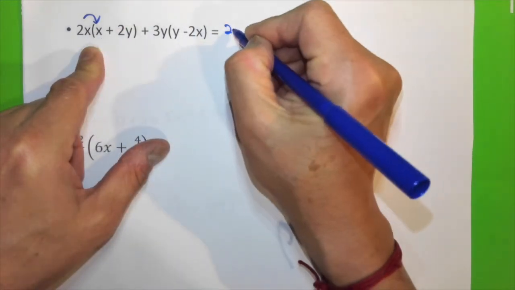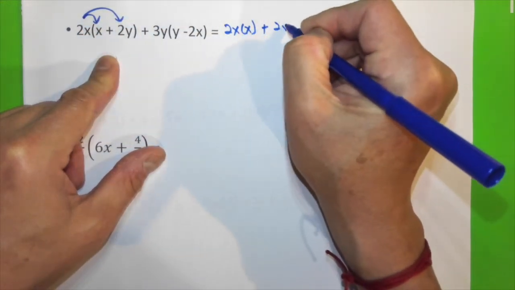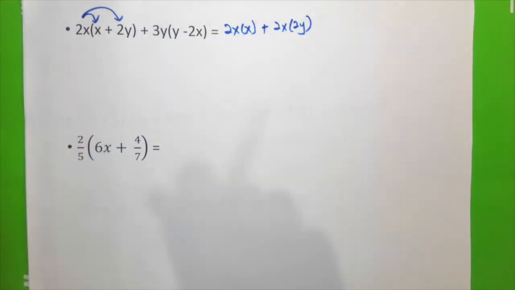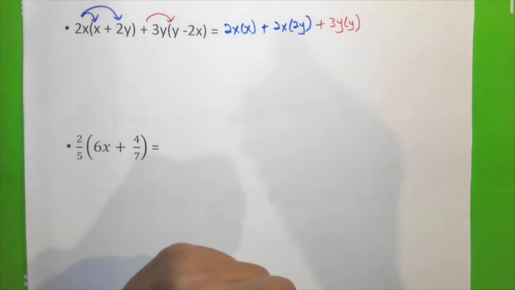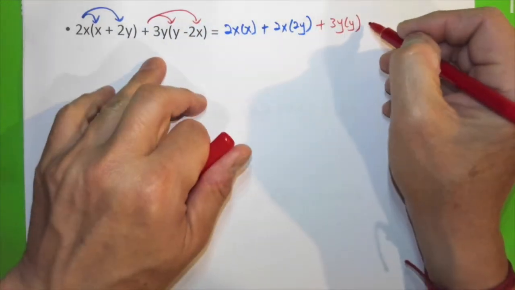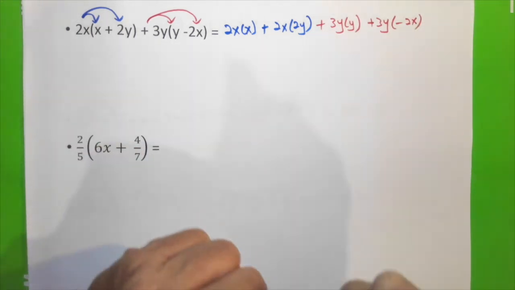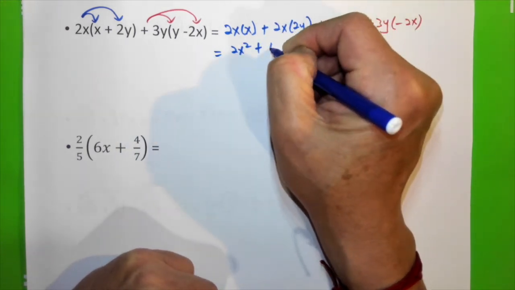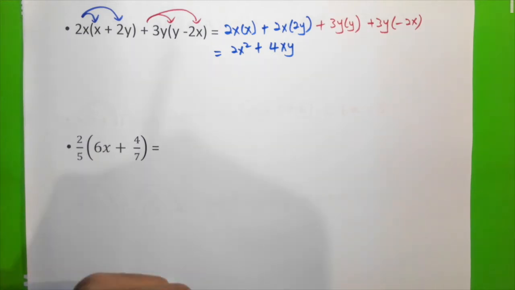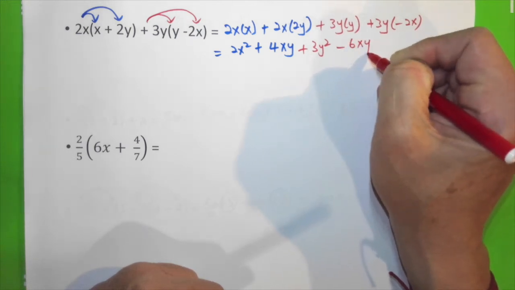2x times x, 2x squared, plus 2x times 2y. Right? Next, plus 3y times y and plus 3y times minus 2x. We therefore have 2x squared plus 4xy plus 3y squared minus 6xy.